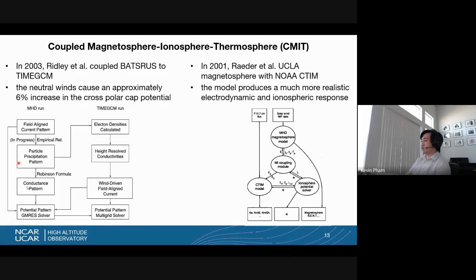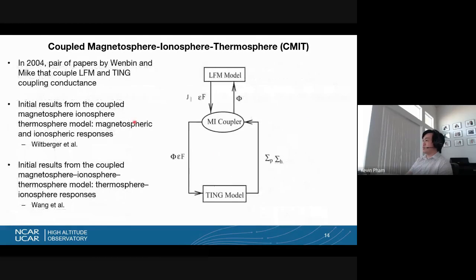Unlike the Bazzaz–Ridley et al. coupling, where they coupled the field line, the neutral wind-driven field line currents, and different from the Rader et al. coupling, where they coupled both the conductance and the currents, the only thing they coupled here is the conductance.